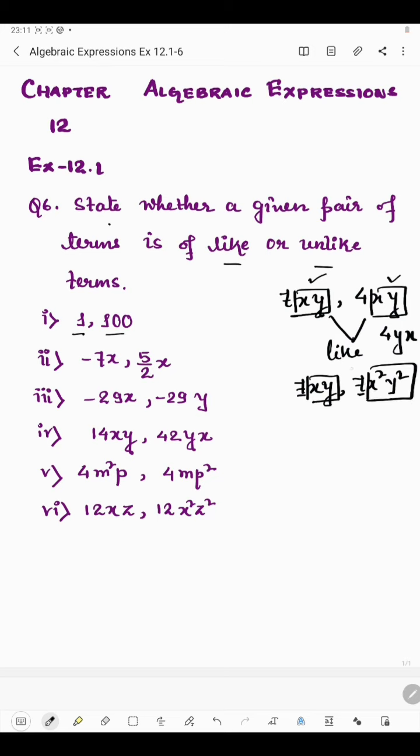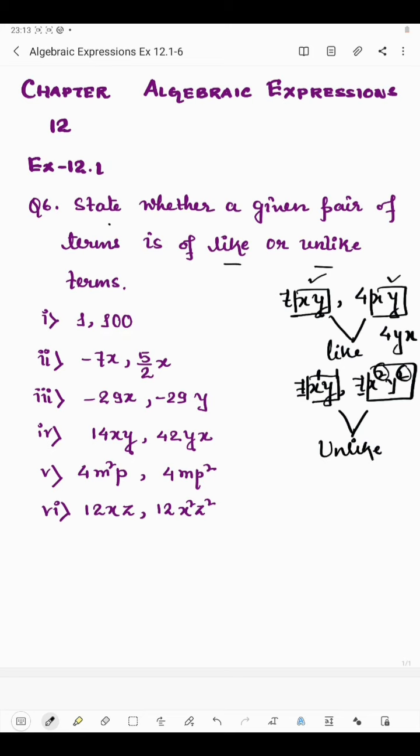Though the number is 7 in both the terms, here the power of x is 1 and here the power of x is 2. Here the power of y is 1 and here the power of y is 2. So these are not same. So this is called unlike term.